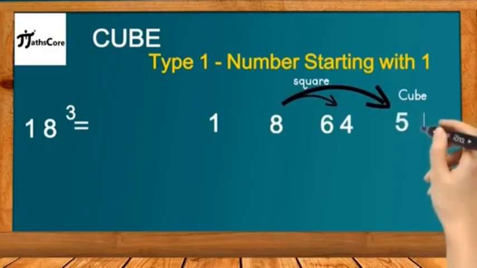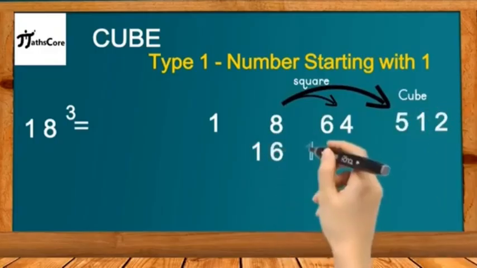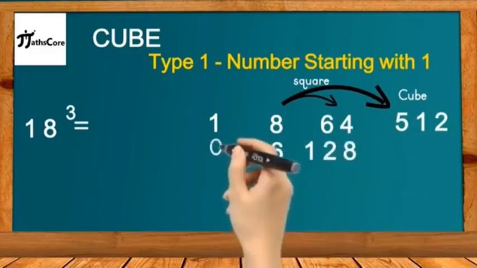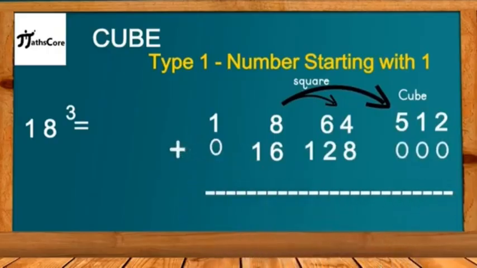Now, take double of the middle numbers 8 and 64. So, double of 8 is 16, right below 8. And double of 64 is 128, right below 64. Now, below 1 and 512, we need to put 0. Now, add all these numbers together. Starting from the right hand side, 512 plus 0 is 512. So, write down 2 in the answer, and 51 we have to take as a carry.